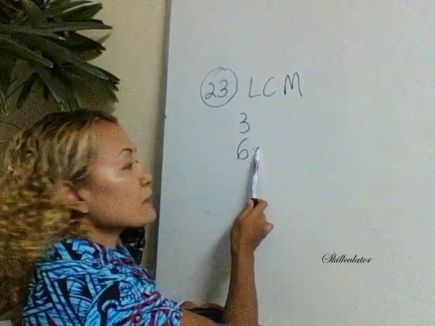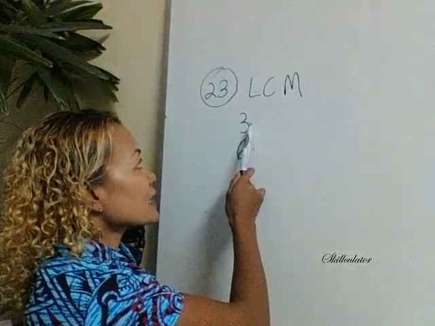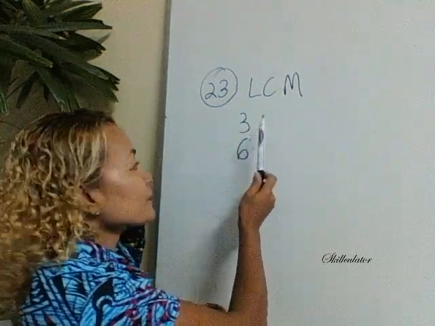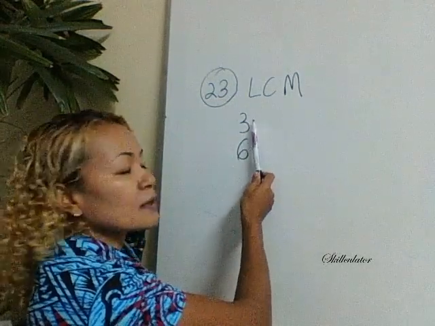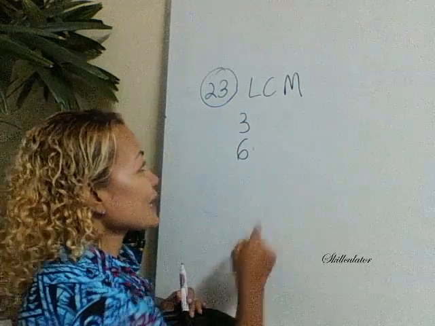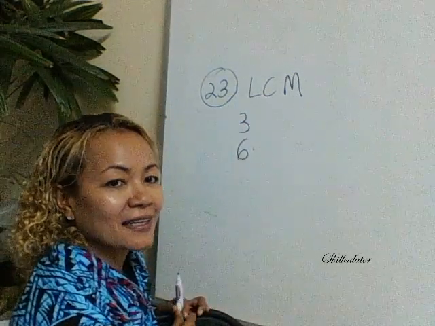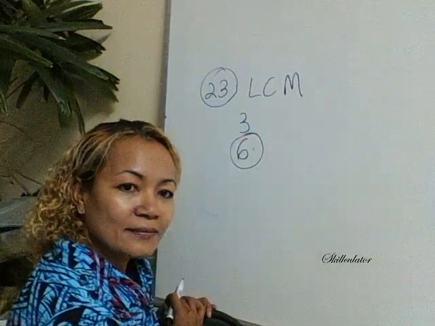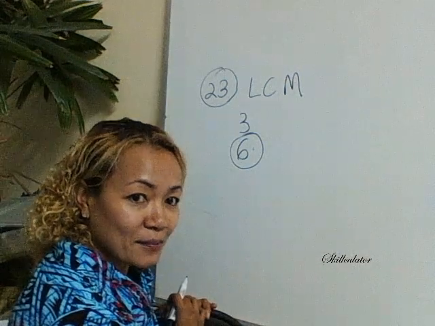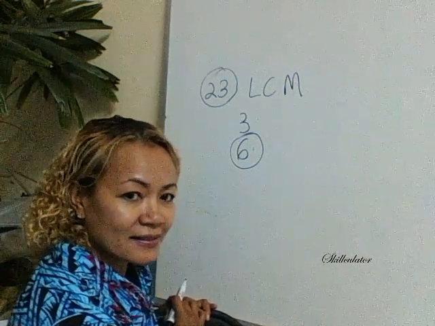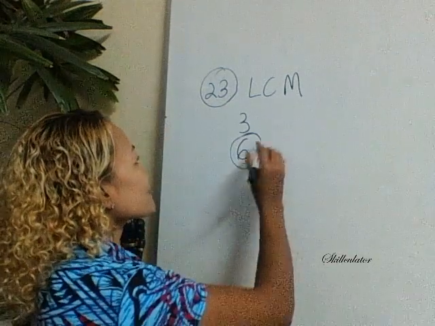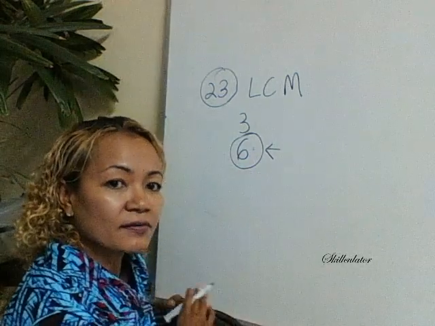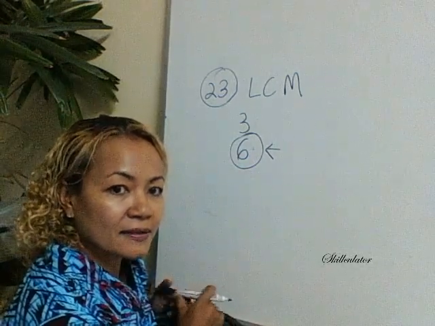one number is a multiple of the other one, because if you see 3 here, 3 times 2 is equal to 6. So 6 is a multiple of 3. And because 6 is a multiple of 3, you know automatically that the bigger number is the LCM. So that will be your answer. That's a very fast way of finding the answer.